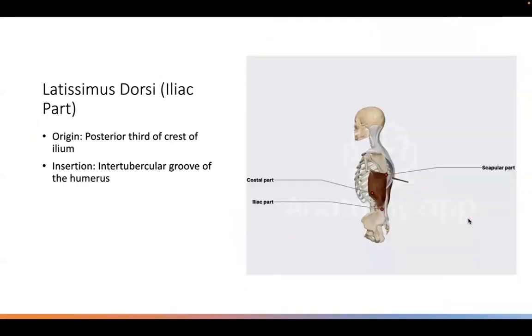So next we have the latissimus dorsi iliac part. The origin is the posterior third of the crest of the ilium, located here towards the rear. And the insertion is also the intertubercular groove of the humerus.